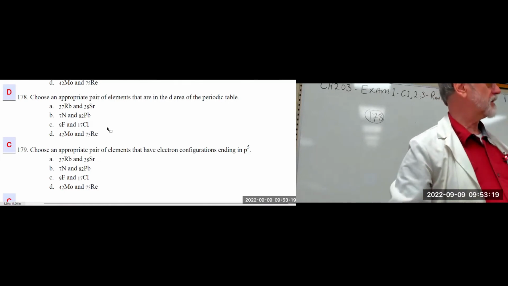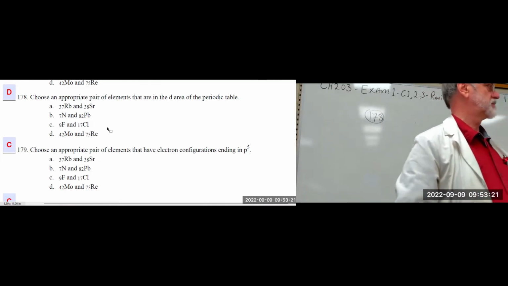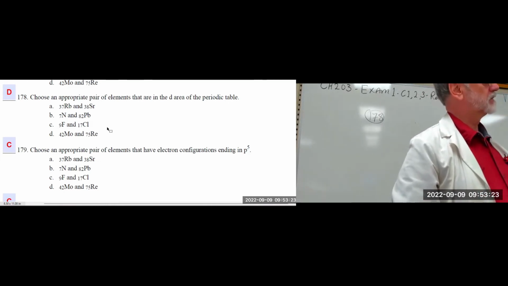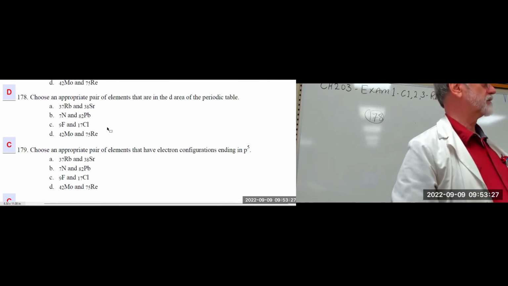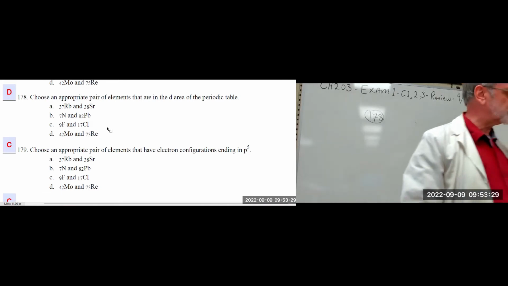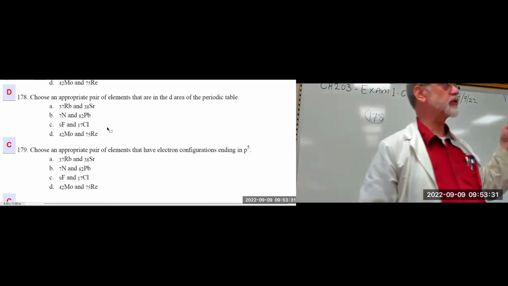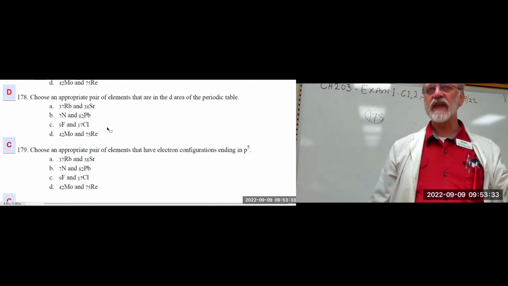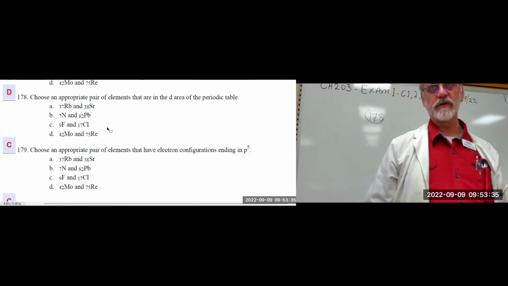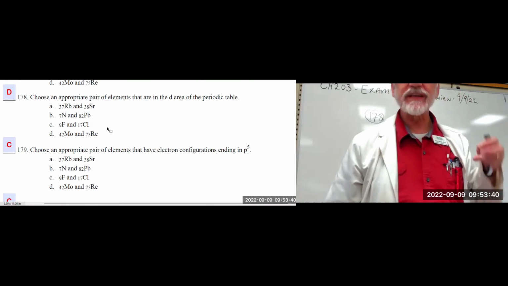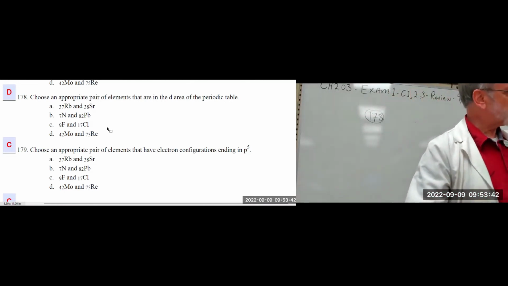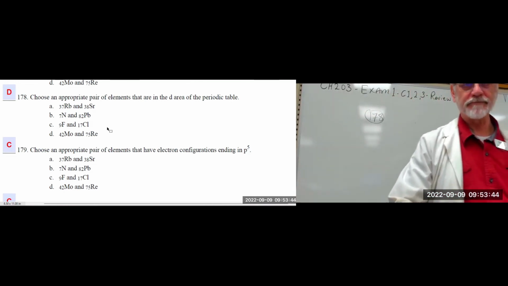All those elements in there, well, I was going to say 40 of them. And that's true because the lanthanides and the actinides are filling f orbitals, so they wouldn't be part. So you just need to find the two elements that come from that central region, right?